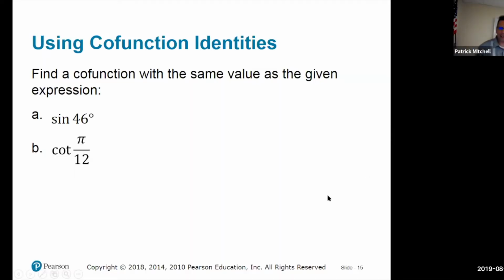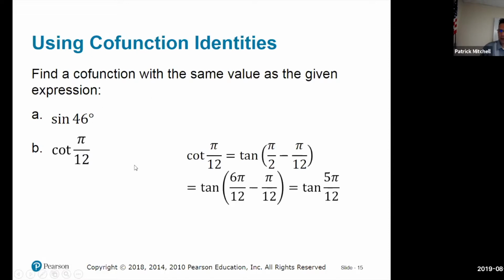All right, so the cotangent of pi over 12, of course, the cofunction for cotangent is tangent, and we're doing this in radians. So instead of subtracting that angle from 90 degrees, we have to subtract it from pi over 2. And so that's going to look like this. You replace cotangent with tangent, and then replace pi over 12 with the complement of pi over 12, which would be pi over 2 minus pi over 12. Multiply the top and the bottom by 6. That gives you 6 pi over 12 minus pi over 12, which is the tangent of 5 pi over 12.